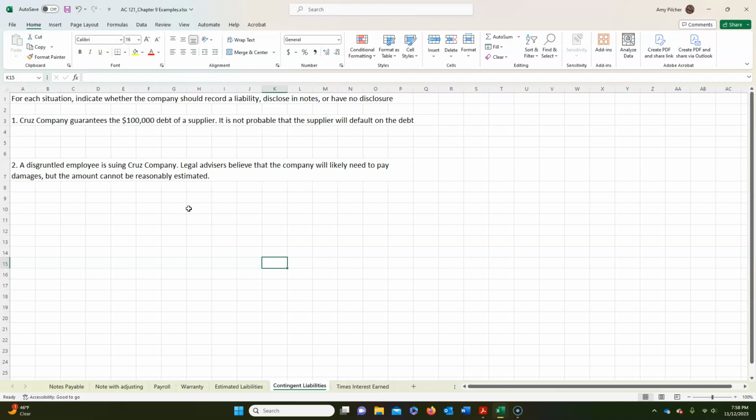The second example, we have an employee that is suing us, and our legal advisors believe that the company will likely need to pay damages, but the amount cannot be reasonably estimated. That's the big important thing about whether this needs to be recorded or not: if you can estimate the amount, it needs to be recorded as a liability. If you cannot estimate the amount, but your legal team is pretty sure you're going to lose the lawsuit, that needs to be disclosed in notes. If it would have said your legal advisors believe it's never going to go to court, then there would be no disclosure.